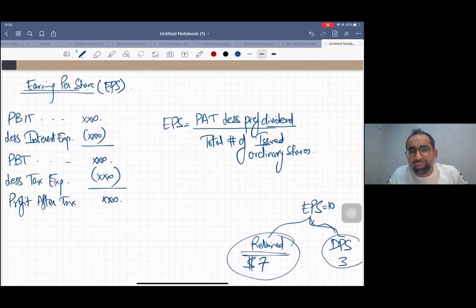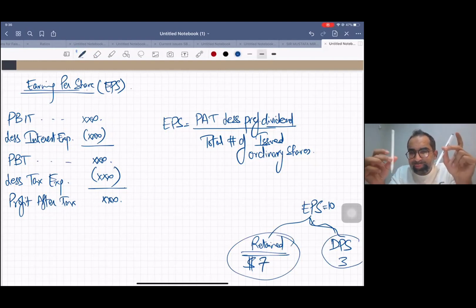Now, what's the importance of EPS? Normally, this is a very important performance indicator for shareholders. The share price of a company is dependent on EPS. For example, this is the share of ICAEW and this is the share of Unilever. The EPS of ICAEW is $10 per share, and the EPS of Unilever is $100 per share.